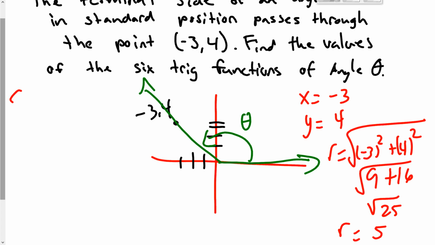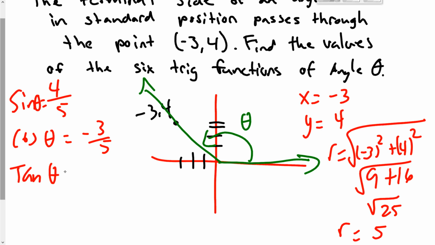So now we can do sine is y over r. So sine of our angle, and don't forget to put your angle symbol in there, is 4 over 5. Cosine of our angle is negative 3 over 5. And then tangent of our angle is y over x.